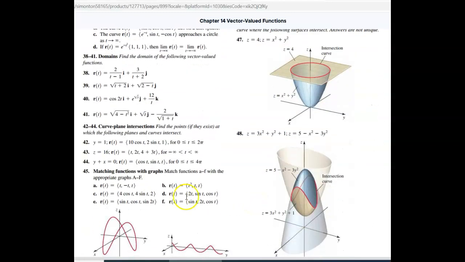All right. C, notice C, D, E, and F all involve trig, so they're all going to be some form of a spiral or a circular pattern. For C, you've got 4 cosine t, 4 sine t, and 2. Notice in the x and y positions, we have sine and cosine functions that have the same angle and like coefficients. So within the xy plane, it has to land on a cylinder that runs in the up-down direction.